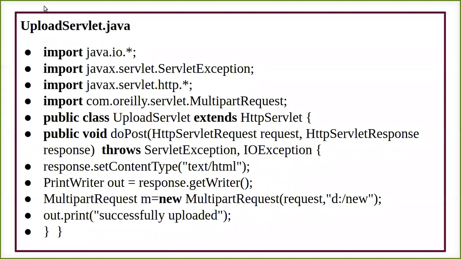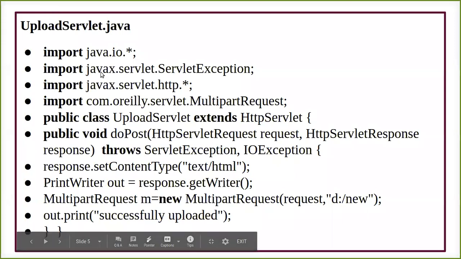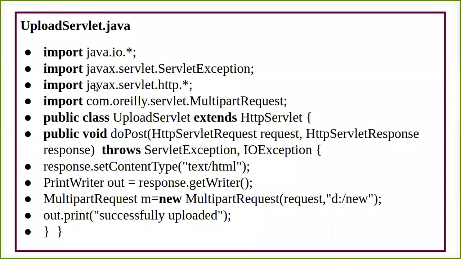Fine. So now when we come to this upload servlet file, we are going to have 4 packages. The 3 packages are the same ones which we have been using till date: io.star, servlet.star. No need to mention the servlet exception separately. Just write servlet.star and servlet.http.star. These three packages we have all been using since we started with the first practical of servlet.